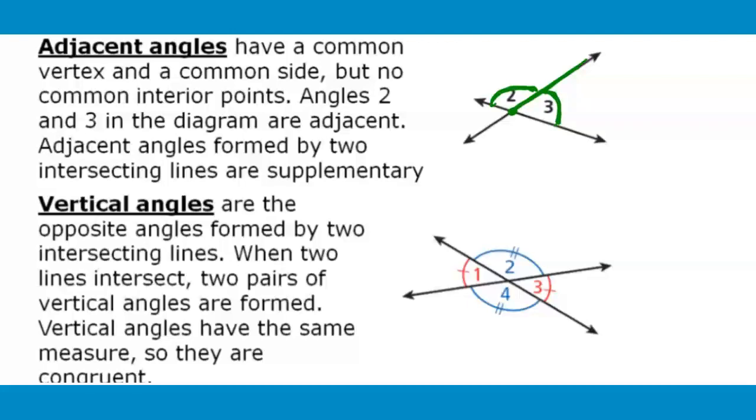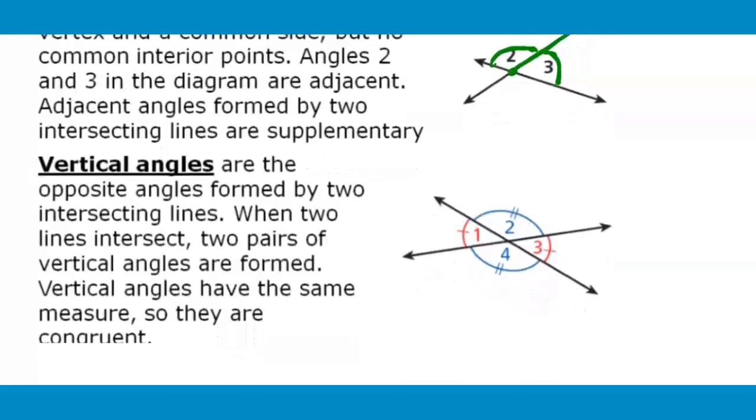So when I have a pair of intersecting lines like I have down here, it forms 4 angles. The angles that are opposite each other, like angle 1 and angle 3, are called vertical angles. Vertical angles would also be congruent, meaning they're the same measure. They share the same vertex, but they share no other common sides. They are opposite each other. Angle 2 and 4 would also be vertical, and angle 2 and 4 would be equal to each other as well.